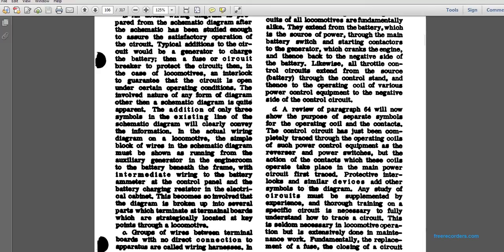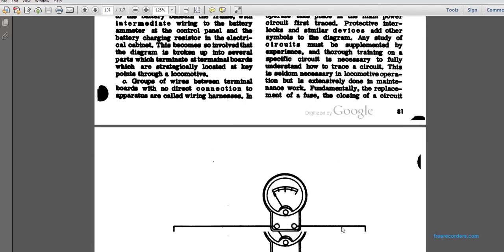The power equipment is the reverser, power switches, and the additional contacts with the operating coils that take place in the main power circuit, which is the first to trace, and power checked with interlocking and similar devices. The study of any other similar diagram of circuits must be supplemented with experience through training on specific circuits. This is necessary to fully understand the tracing of the circuit and is seldom necessary in locomotive operation. Extensive work is done in maintenance on the fundamentals and the replacement of the fuse and housing of the circuit.